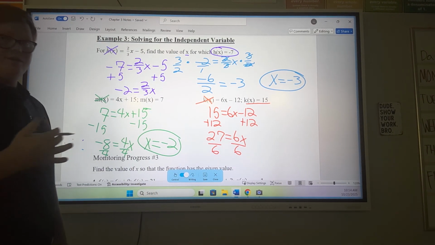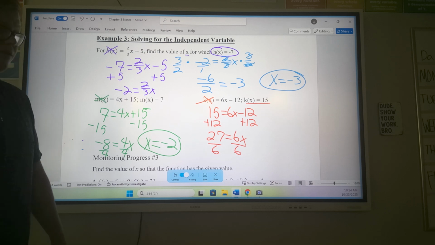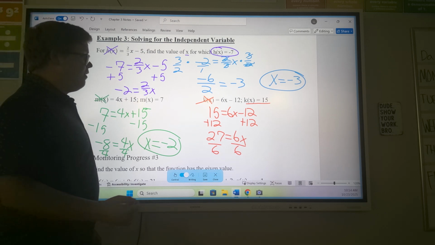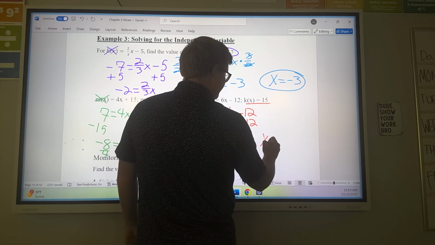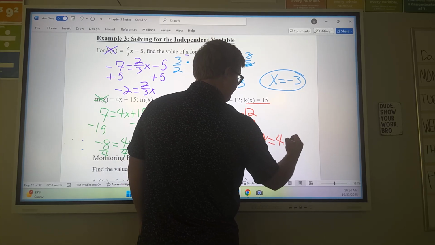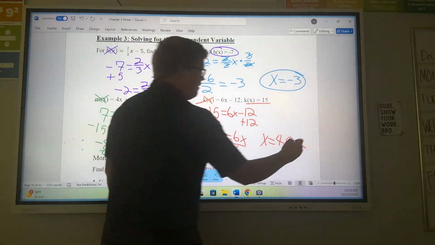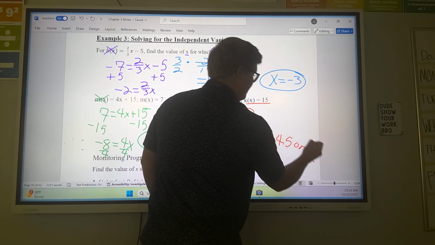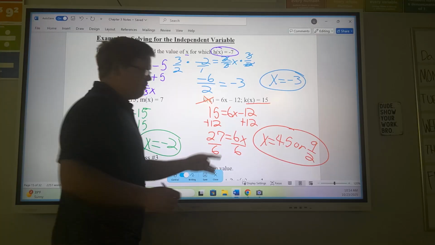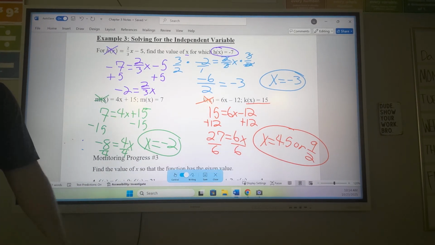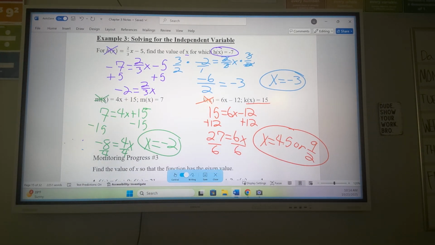Now you can either divide 27 by 6 and get your answer, or you can reduce the fraction. So we have two possible answers. We have x equals 4.5, or the reduced form of 27/6 is 9/2, because we can divide them both by 3. So I'll accept either of those answers, 4.5 or 9/2. Of course, like I said, if you have any questions, please ask me in class.